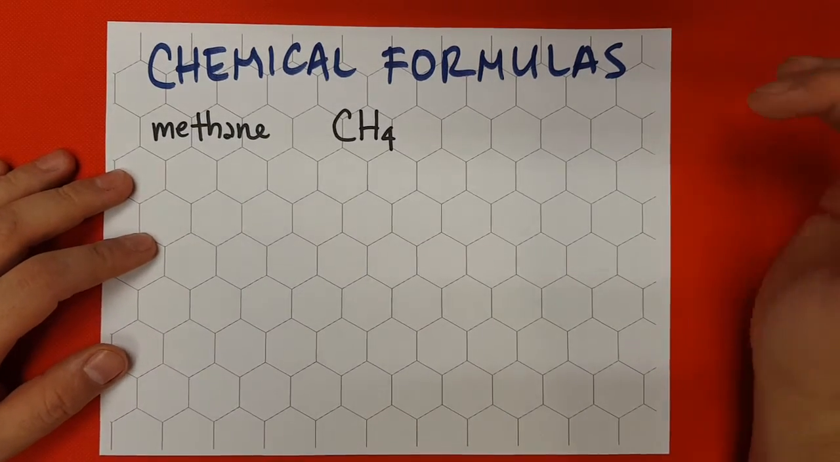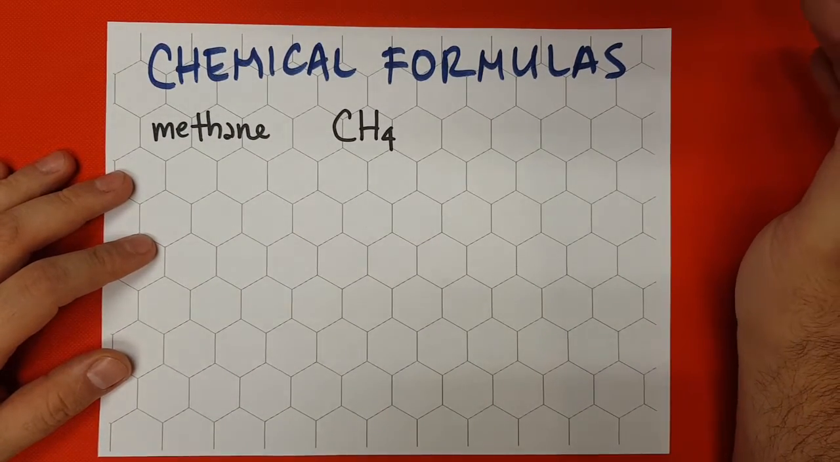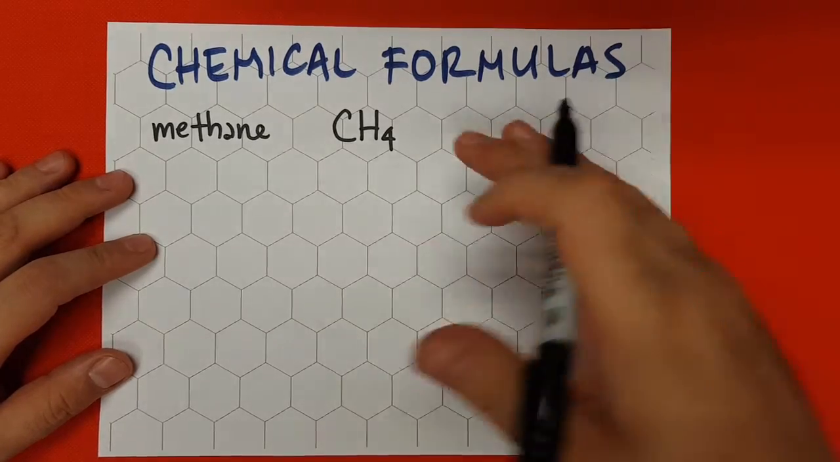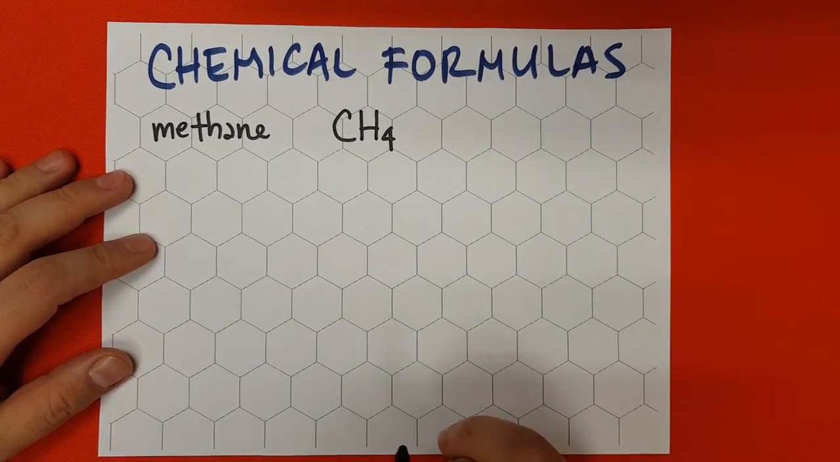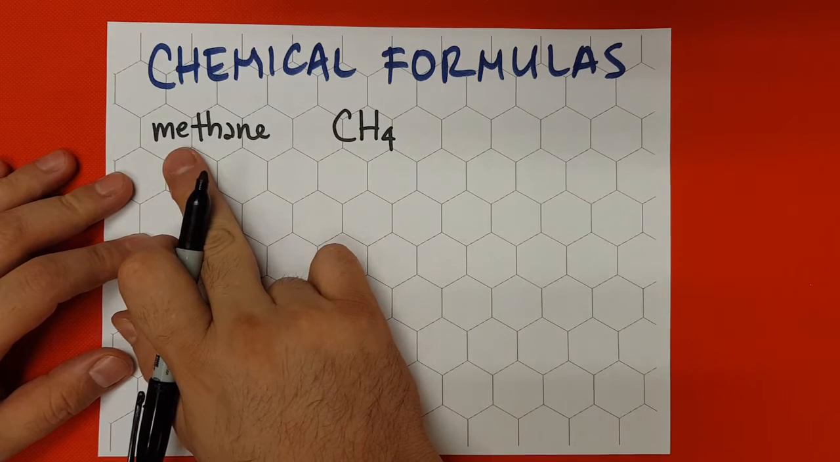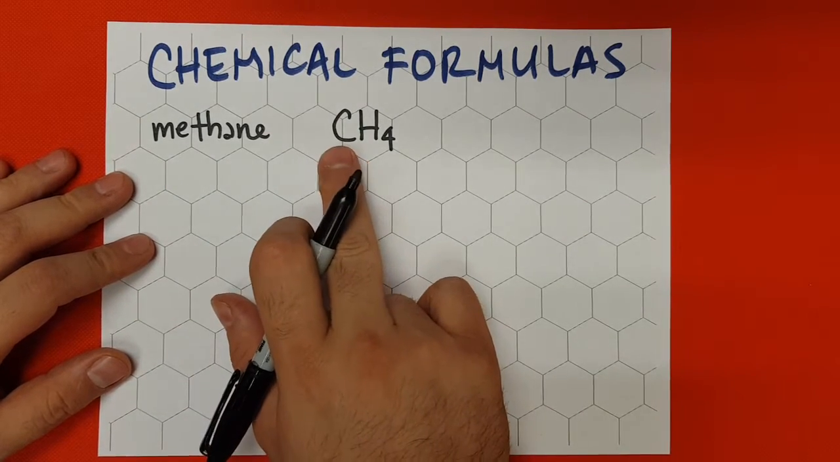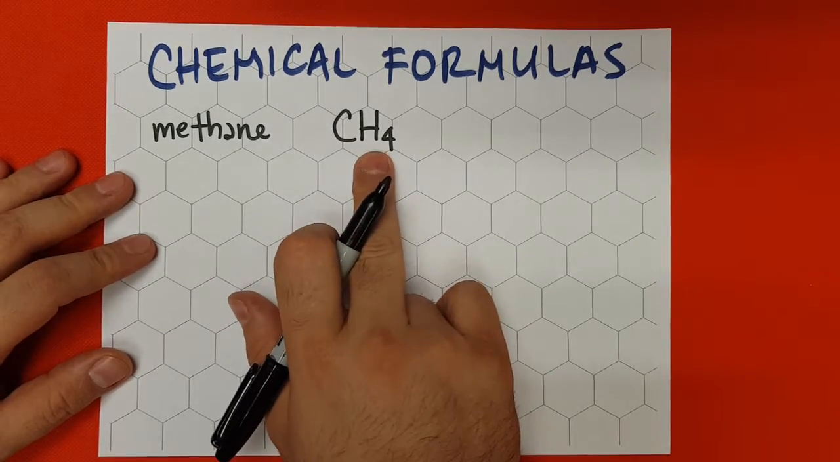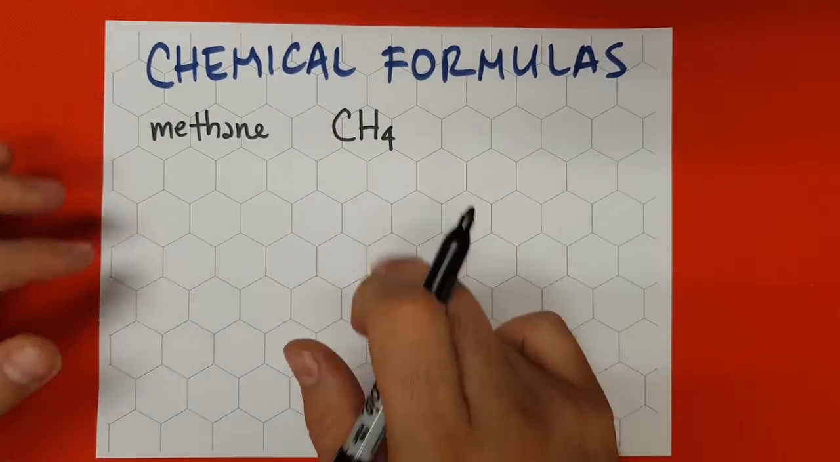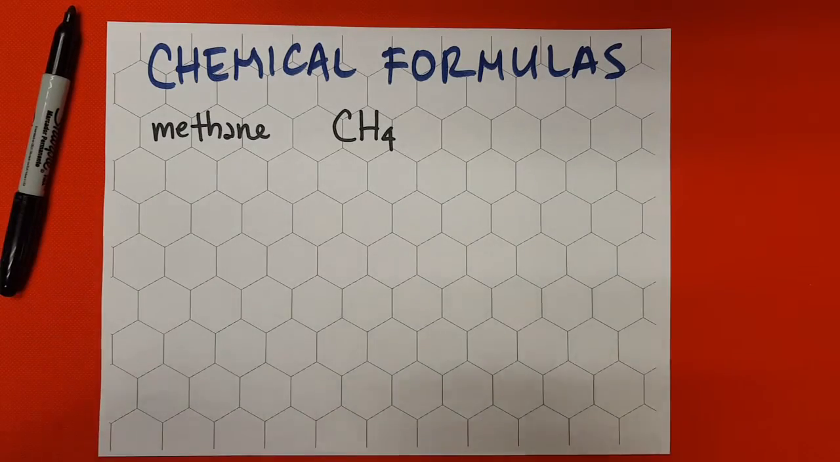So for this video tutorial, we're going to be speaking about chemical formulas and the different ways that we represent compounds when we're speaking about organic chemistry. In this case, we have methane, which is one of the simplest compounds in organic chemistry. It's a hydrocarbon that has only one carbon atom and 4 hydrogen atoms. And this formula that we have right here is a molecular formula.